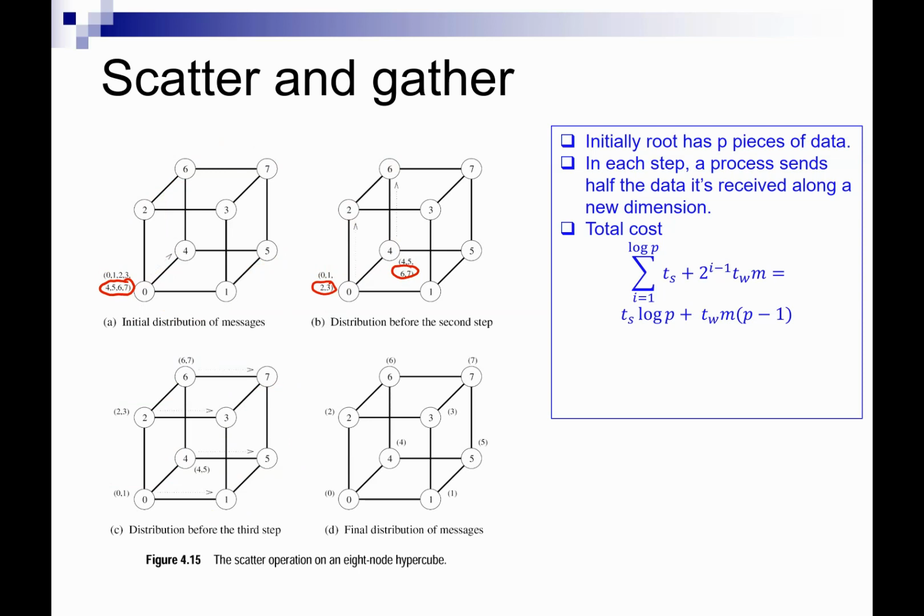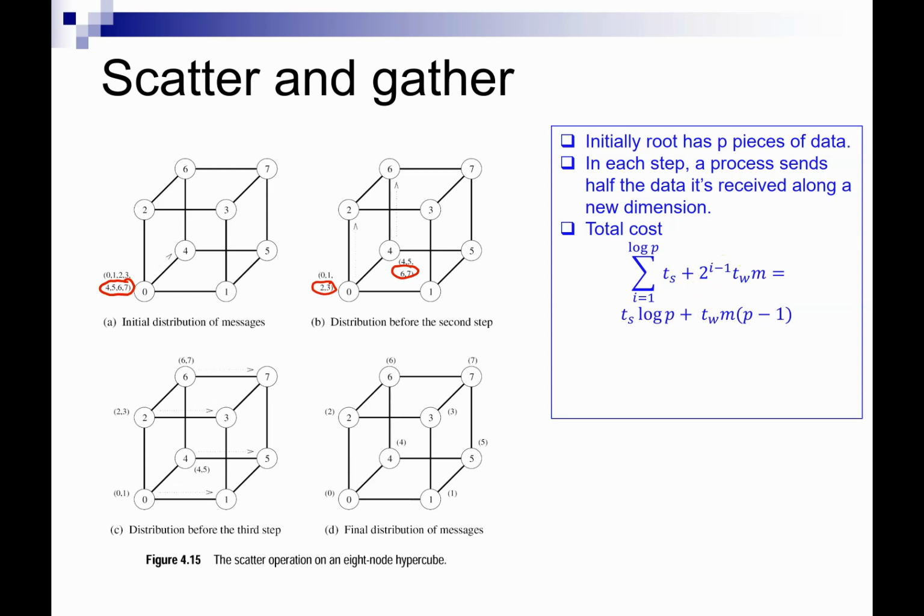The first message has size p over 2, where p is the number of processes. And then on the next phase, they have size p over 4, and then p over 8, and so on. Therefore the total cost to do this is we have log p phases, and in each phase the size of the message that you're sending is going to be something like log p minus i.